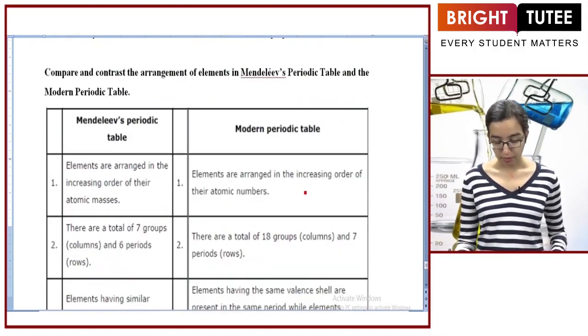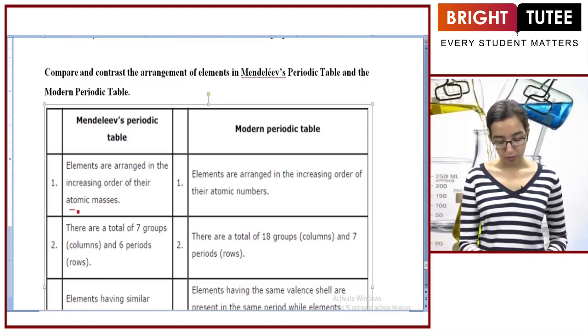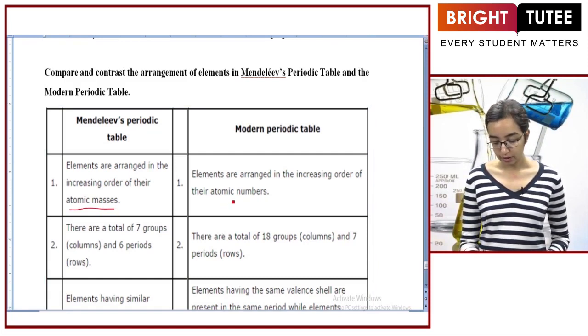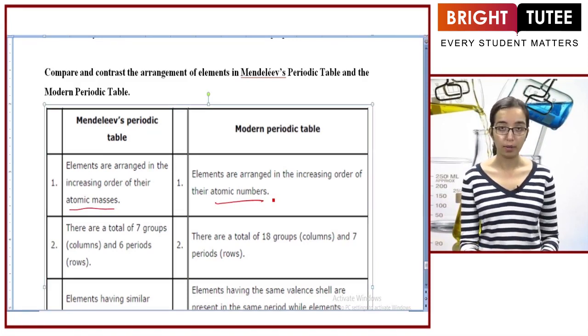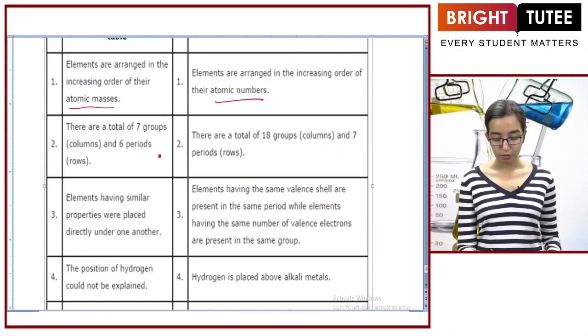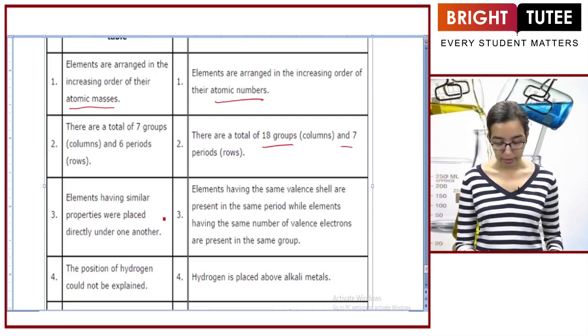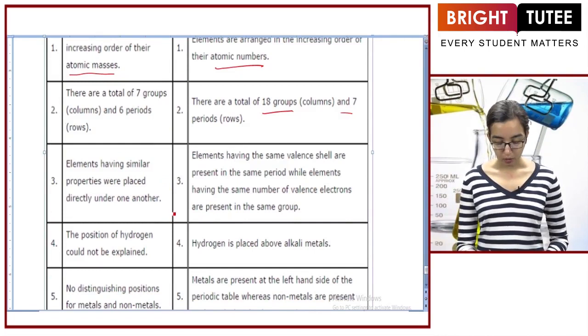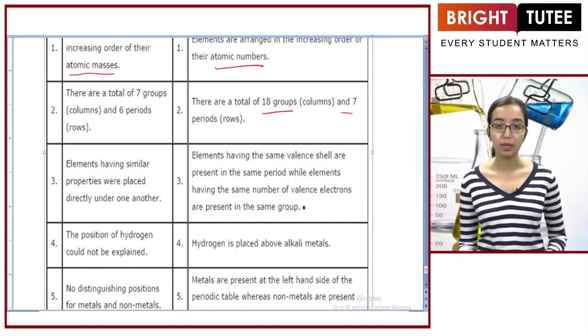Now the final question is, compare and contrast the arrangement of Mendeleev's periodic table with the modern periodic table. In Mendeleev's periodic table, the criterion was atomic mass, whereas in the modern periodic table, the criterion is atomic number. So they are arranged in increasing order of atomic mass, whereas here they are arranged in increasing order of atomic number. There are a total of 7 groups and 6 periods, whereas here we have 18 groups and 7 periods. Elements having similar properties were placed under one another. Elements having the same number of shells are present in the same period, while elements having the same number of valence electrons are present in the same group.